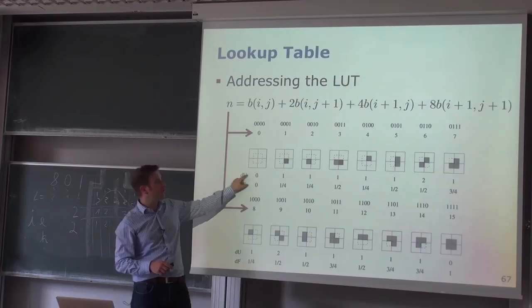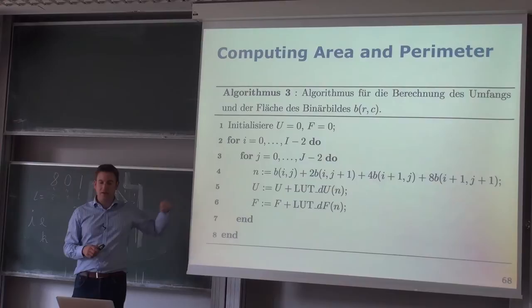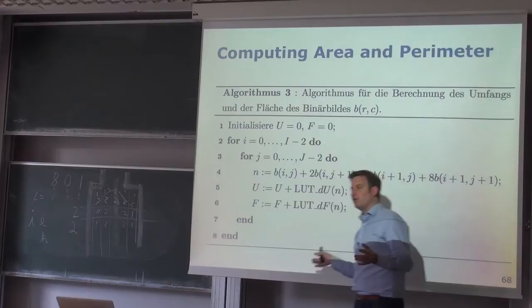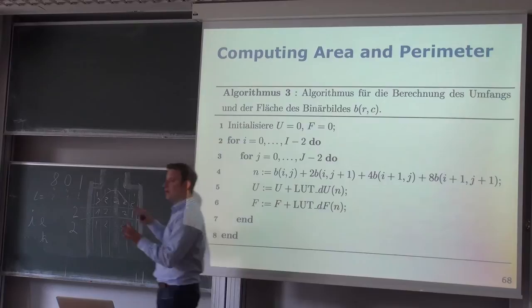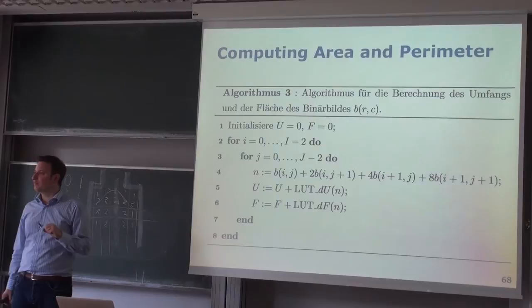Just a small area with those numbers. So what I can do is I can very efficiently compute the perimeter and the area over a whole image just with one pass through the image, not needing to take into account which components are connected, how they are connected. The area and the perimeter is automatically computed in this way, just with one single pass through the image.